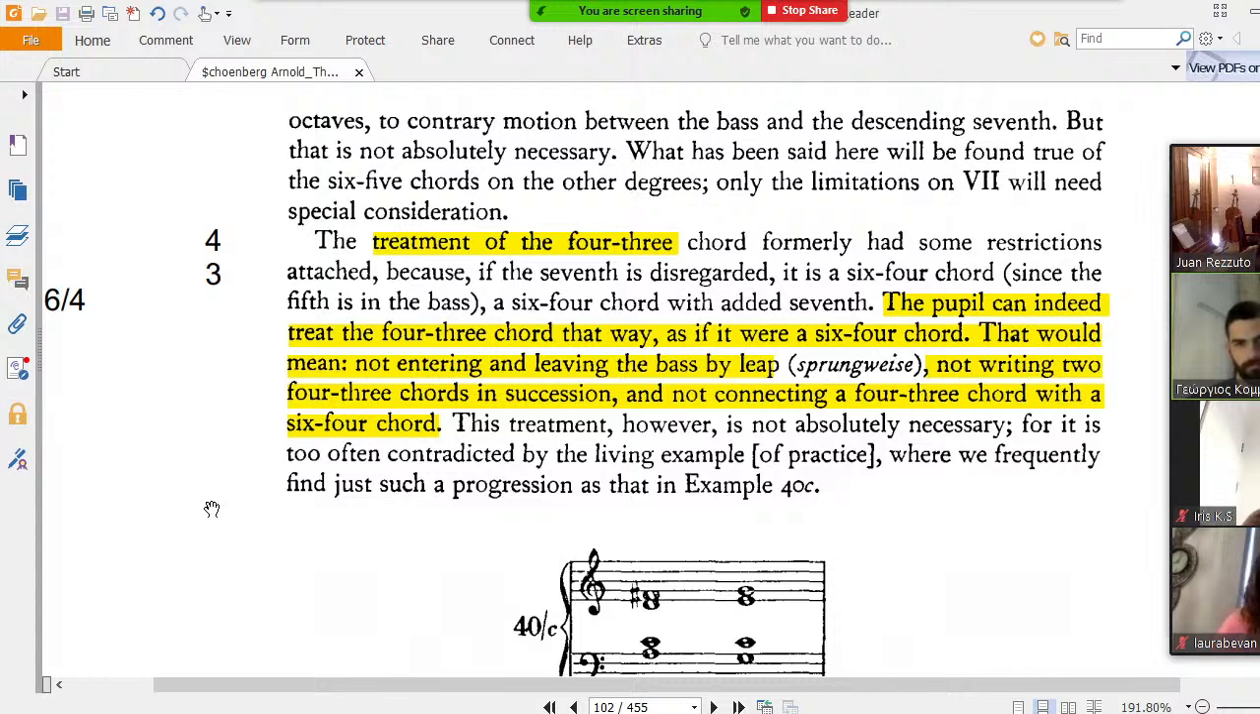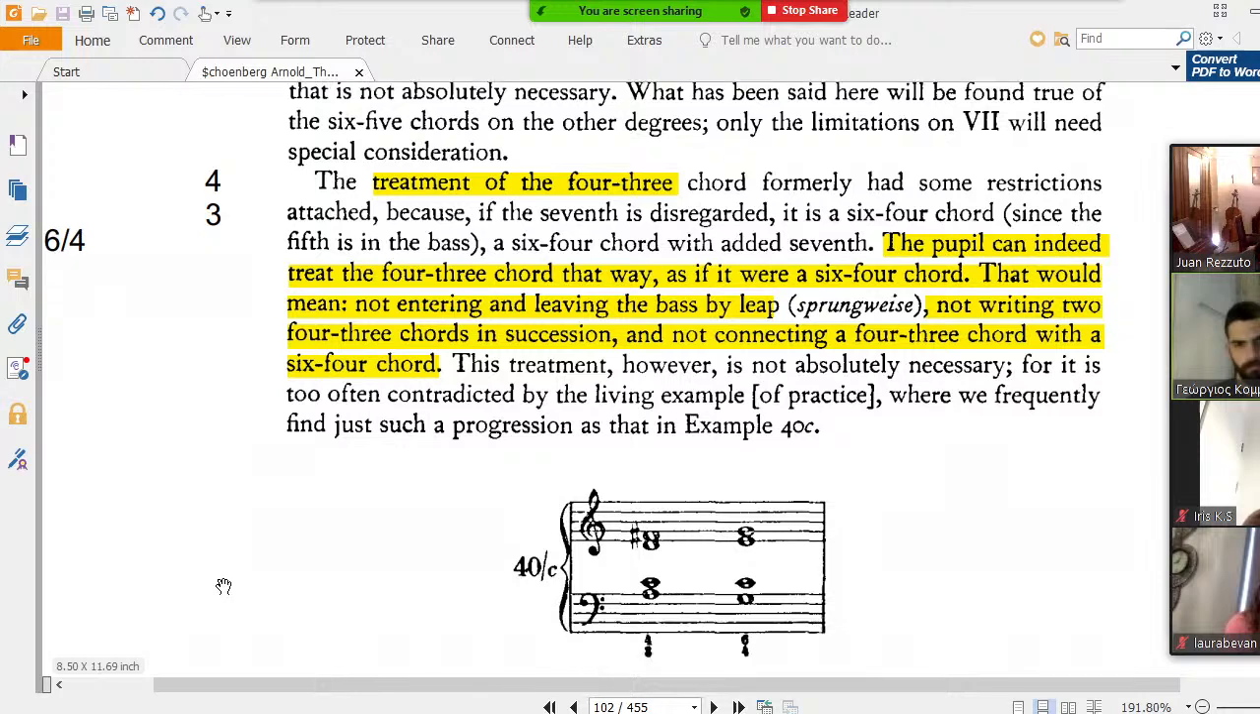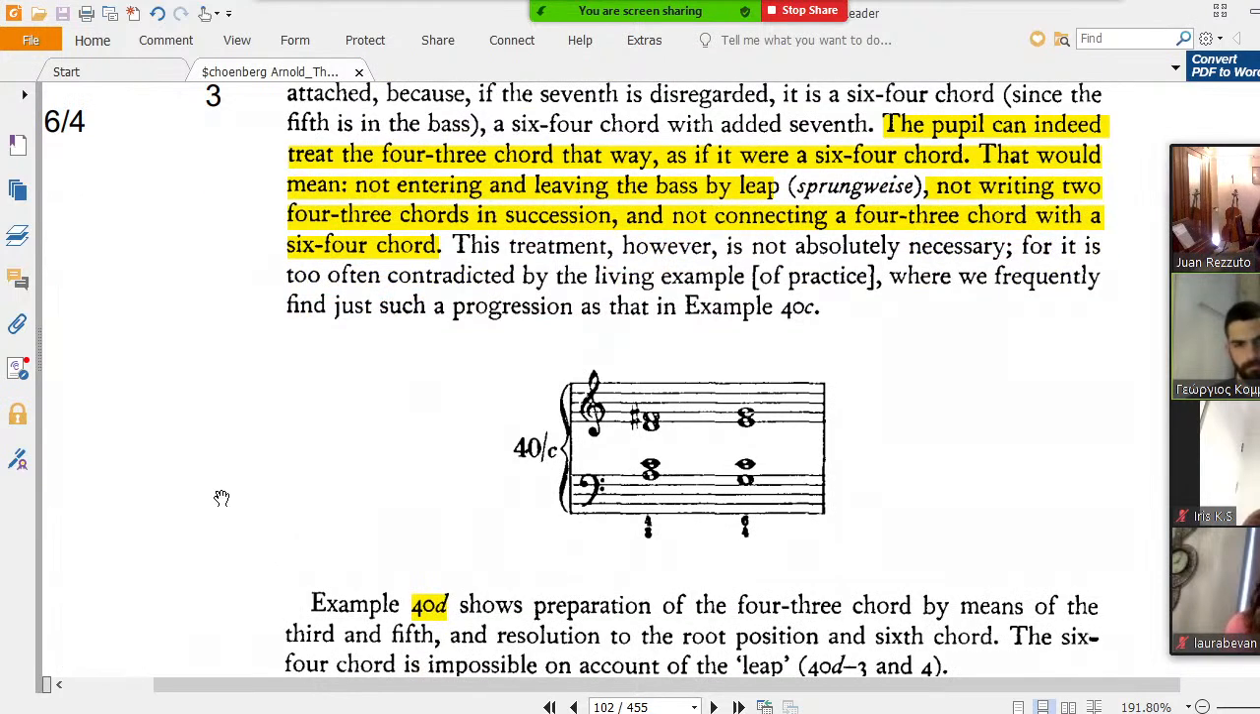Laura, all clear with that? Good. Now, I love this. This treatment, however, is not absolutely necessary, for it is too often contradicted by the living example of practice, where we frequently find just such a progression as that in example 4C. Now, in this case, it is a cadential one.